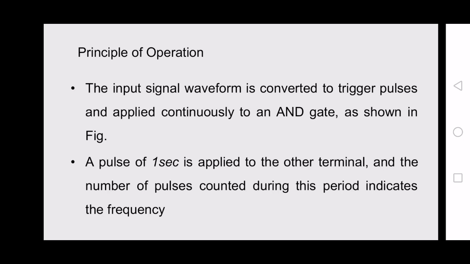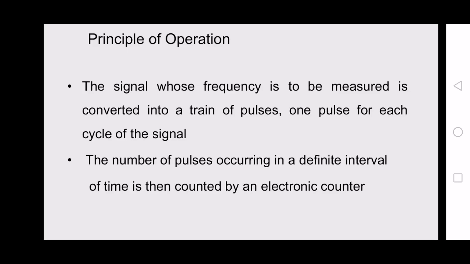So we are going deeper into how the block diagram looks. The signal whose frequency is to be measured is converted into what? A train of pulses. First we have to amplify the signal, that amplified signal is given to the Schmitt trigger, then the signal is differentiated and clipped to produce the train of pulses, one pulse per each cycle of the signal.